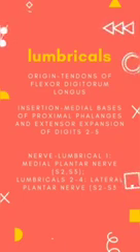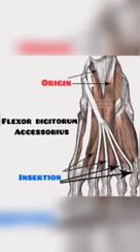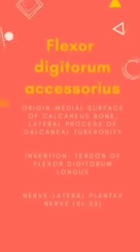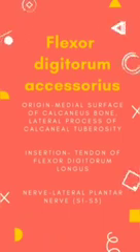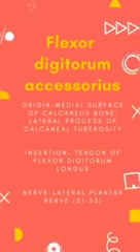Flexor digitorum accessorius. Origin of this muscle is in the medial surface of calcaneus bone, lateral process of calcaneal tuberosity. Insertion is in the tendon of flexor digitorum longus. Nerve is supplied by the lateral plantar nerve with a root value of S1 to S3.